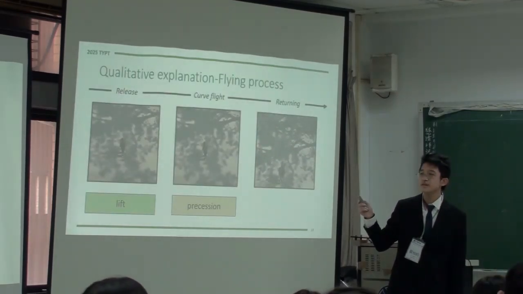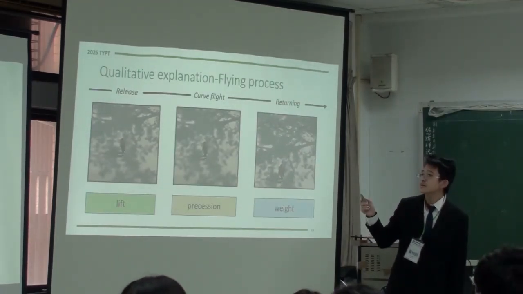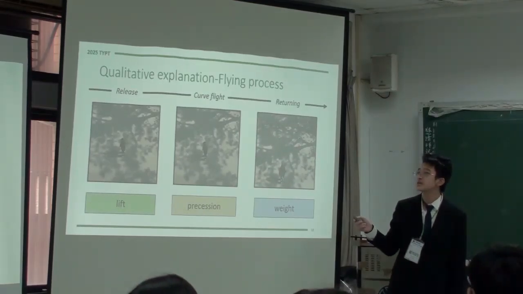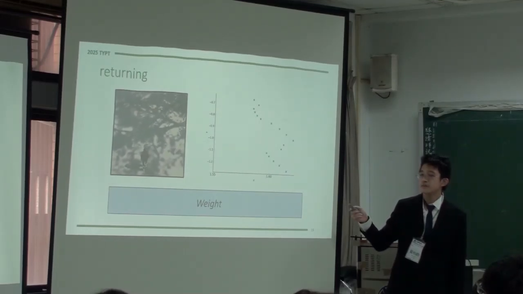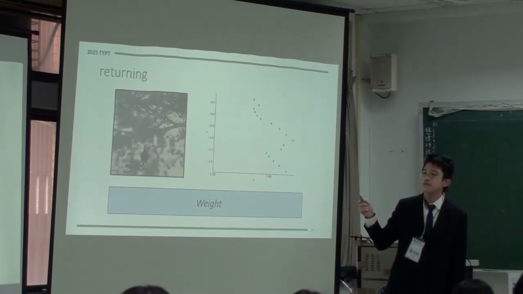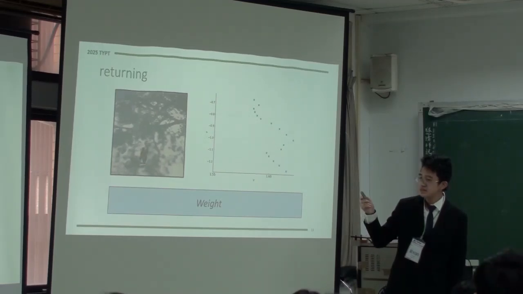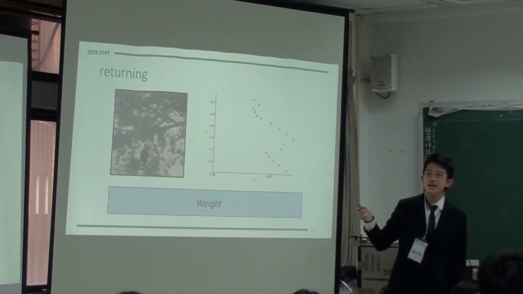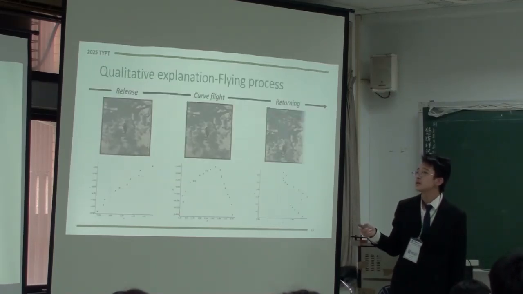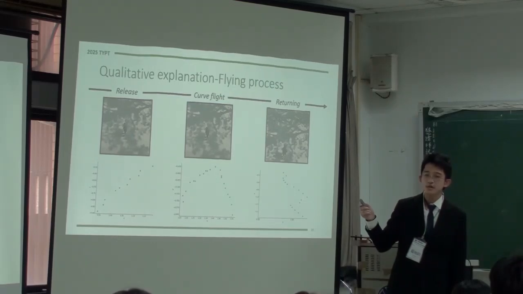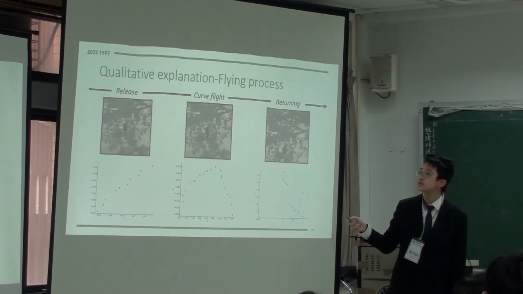The last stage is the returning stage. This is the position of the boomerang in the returning stage. I think the main factor is the weight, because weight controls the flying time, and if the flying time is not right, the boomerang will not come back. And this is the boomerang flying process.